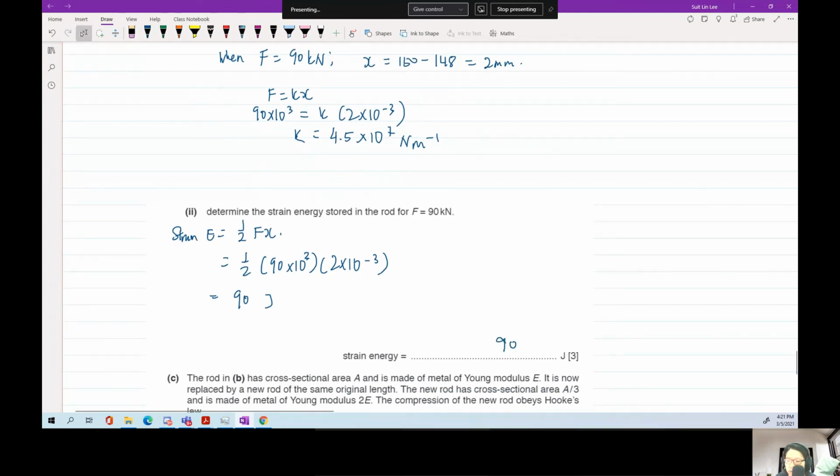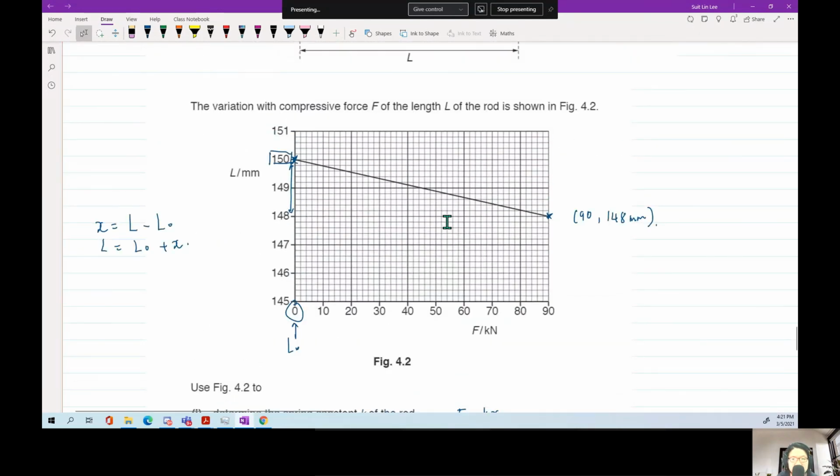Miss, do we find area? You can find area, but then the area is this area. If you're looking for area, it is this area, which is the same as half F, which is 90, times x, which is the base of the triangle. So the area is the same.